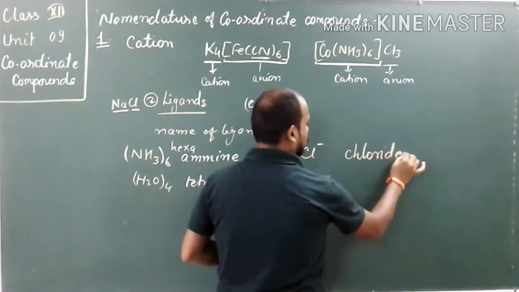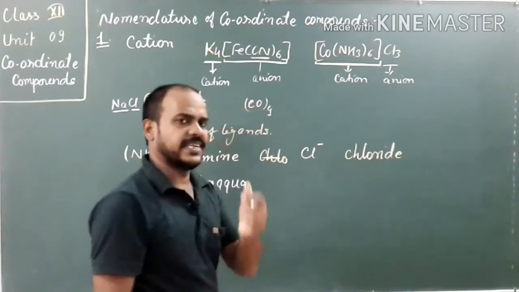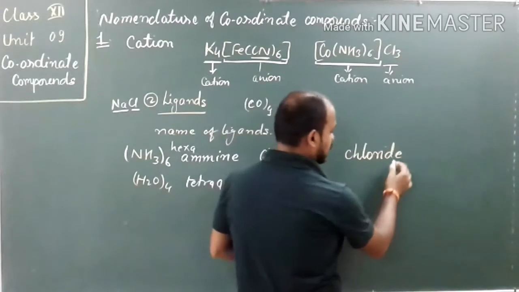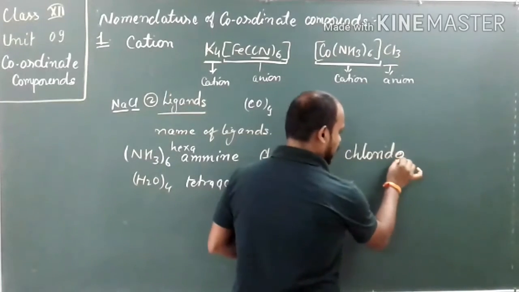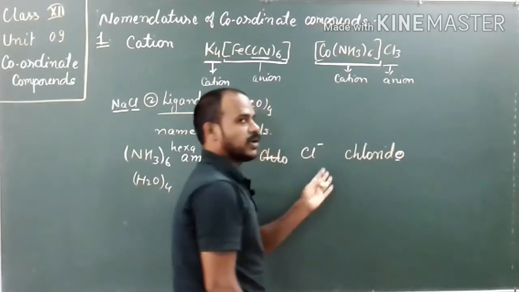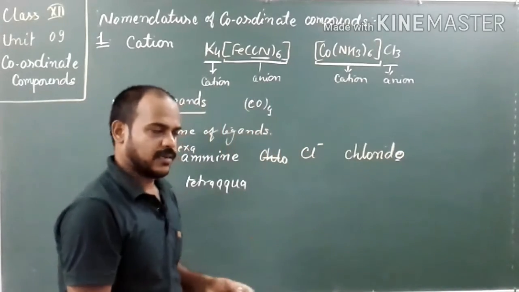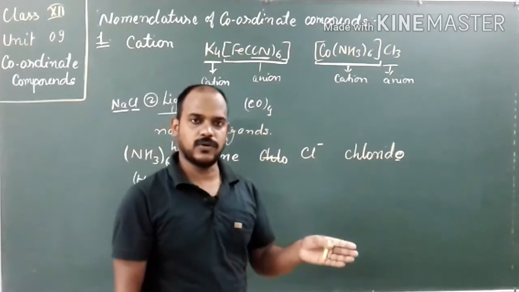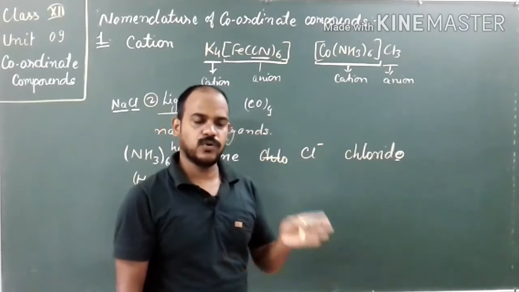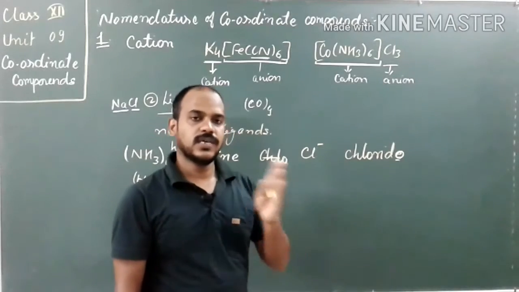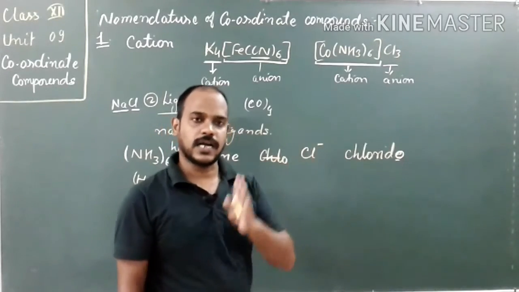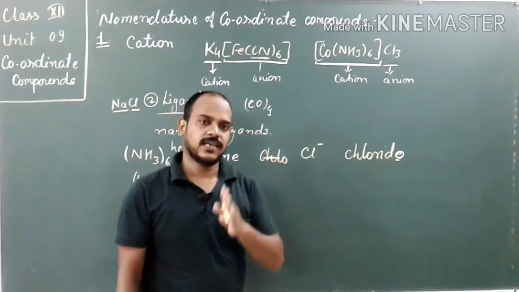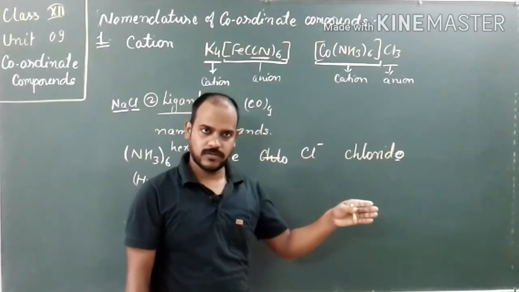The name is chloride. So there will be a slight change in the name of this negatively charged ligand, and that change is to remove this E and write O here. So the name will be chlorido. So very simple. Now repeat with me. For chloride, chlorido; bromide, bromido; fluoride, fluorido; sulfate, sulfato; carbonate, carbonato; oxalate, oxalato; nitrite, nitrito.